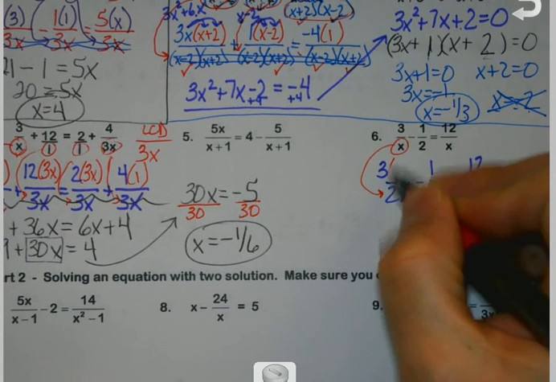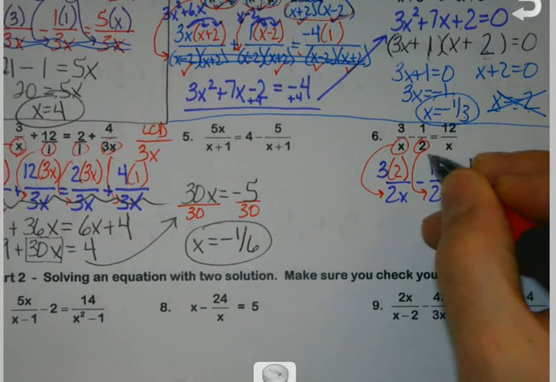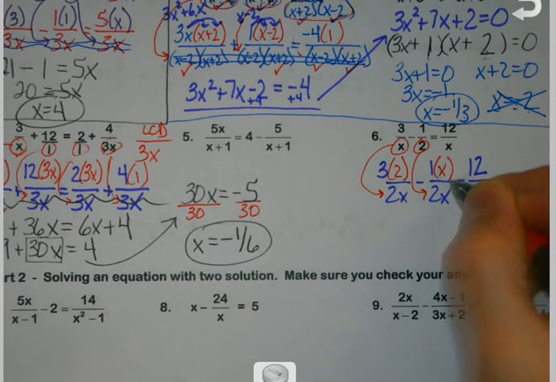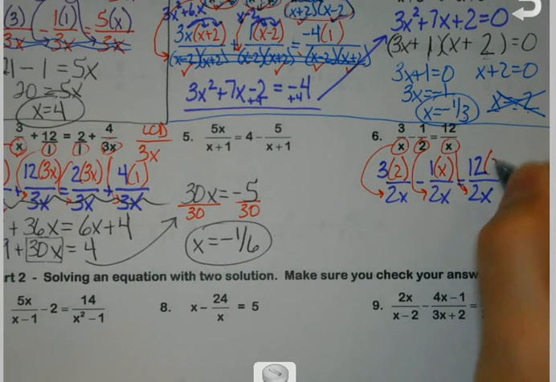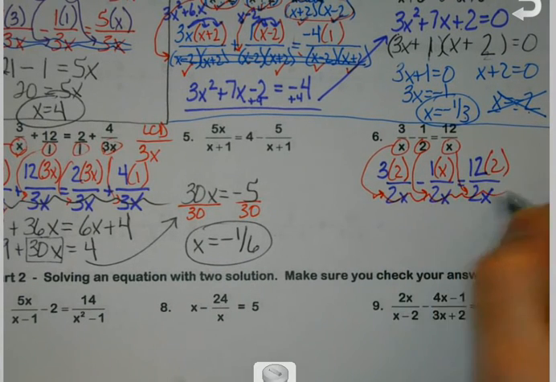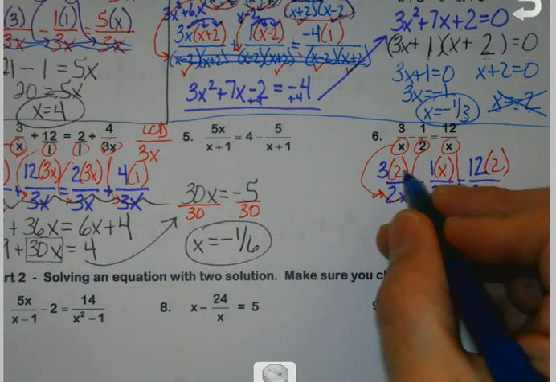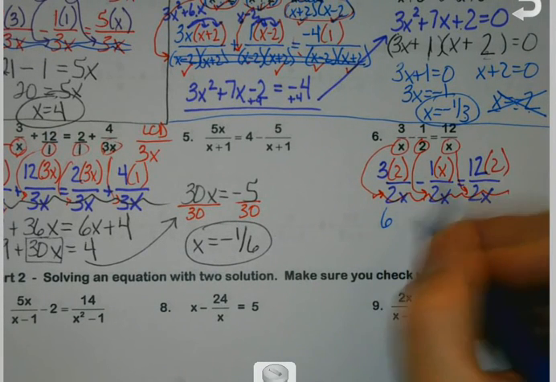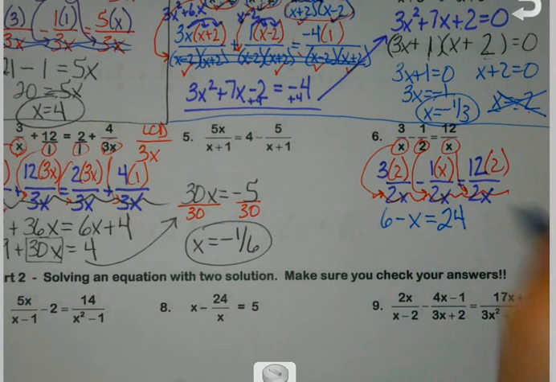X to get to 2x is a 2. 2 to get to 2x, I need x. And from x to get to 2x, I need a 2. Adios, denominator. Thanks for helping us out. Don't need you anymore. 6 minus x equals 24.